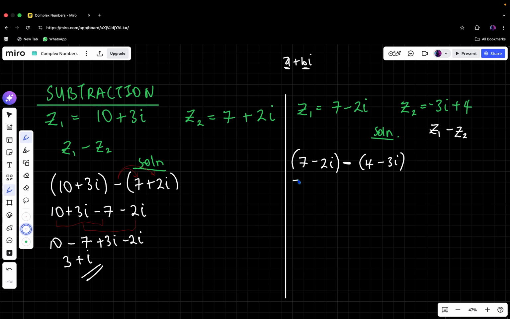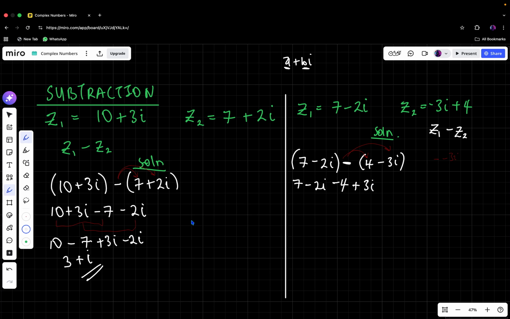We continue. This would be clearing out the bracket, 7 minus 2i. Minus here gets fed in here to give us negative 4. And then the same minus sign gets fed to negative 3i. So minus negative 3i takes us to what? Positive 3i. So this will be plus 3i.